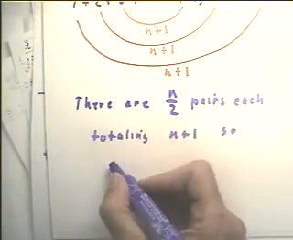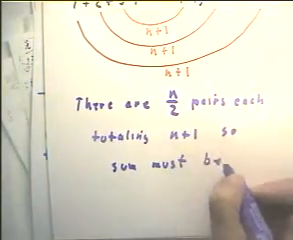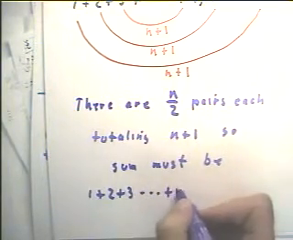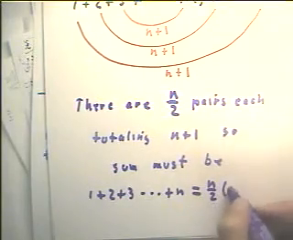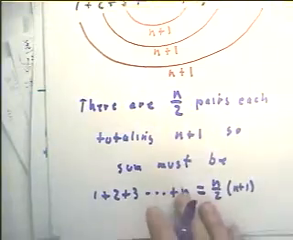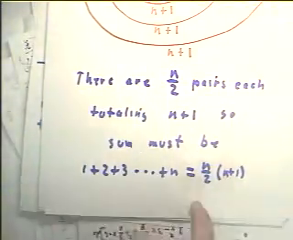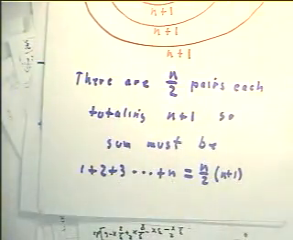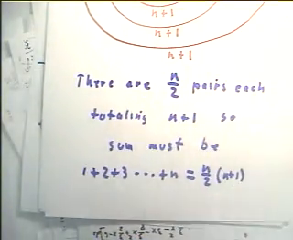So, what's the sum? Well, your sum 1 plus 2 plus 3 up to n will have to be n over 2, the number of pairs, multiplied by n plus 1, which is what each pair adds up to. And this is a formula in your book. Now, your book might give that formula as n times n plus 1 over 2, which is clearly an algebraic rearrangement of this. But this is the way that the sum really makes sense of itself.